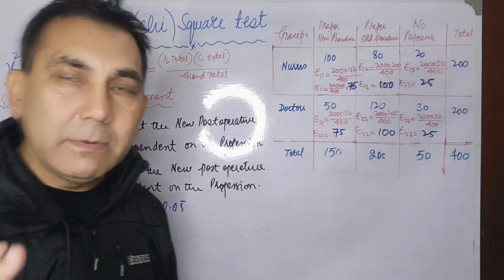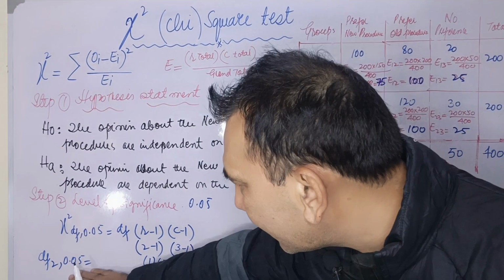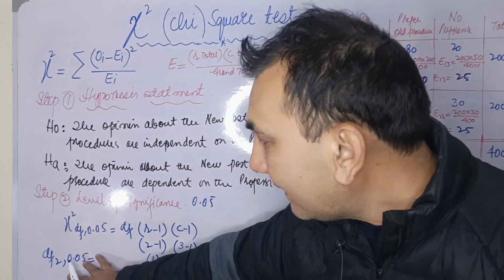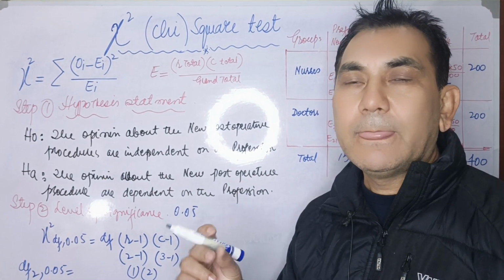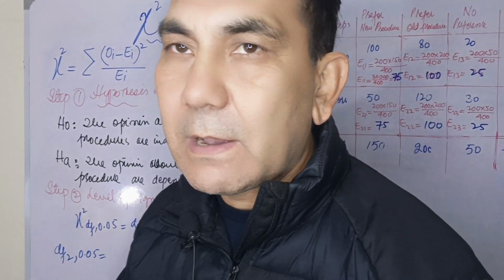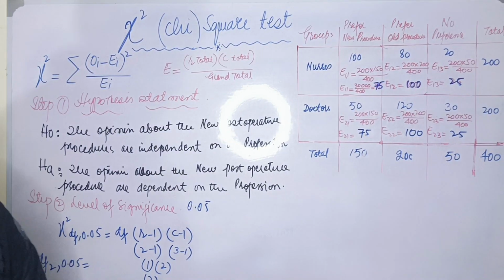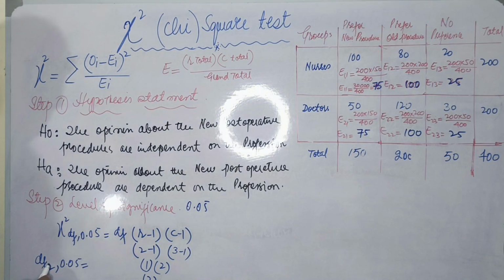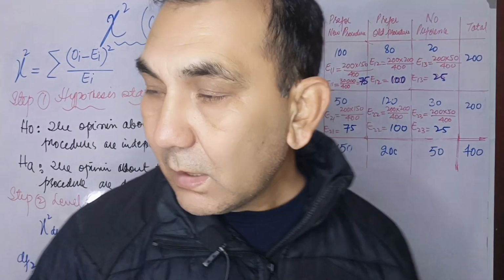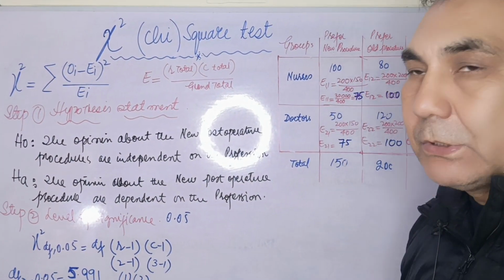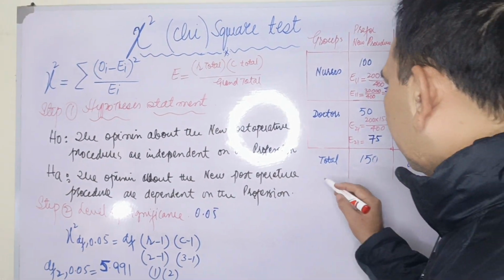In the chi-square table, the values according to degree of freedom are different, and the level of significance as well. The table for the chi-square is separate from the t table and from the z table. So if we see the chi-square at degree of freedom 2 and 0.05, it is around 5.991. Okay, then you will go to see the chi-square table.